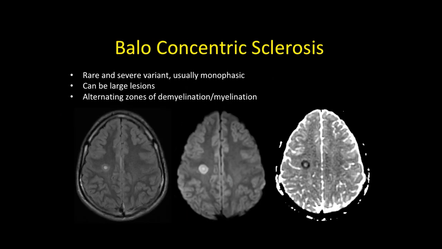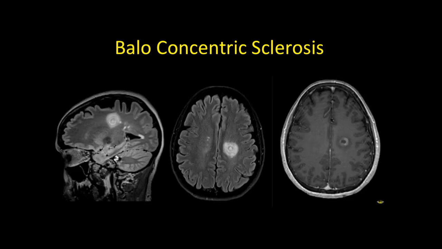Balo concentric sclerosis, another variant of demyelinating disease. It's a rare and severe variant, usually monophasic, and the lesions can be small like this one, or they can be quite large, and you have this classic alternating zone or bullseye appearance of demyelination and myelination of the lesion. Here's another case of concentric sclerosis with the same classic bullseye or target appearance of different zones of myelination and demyelination.